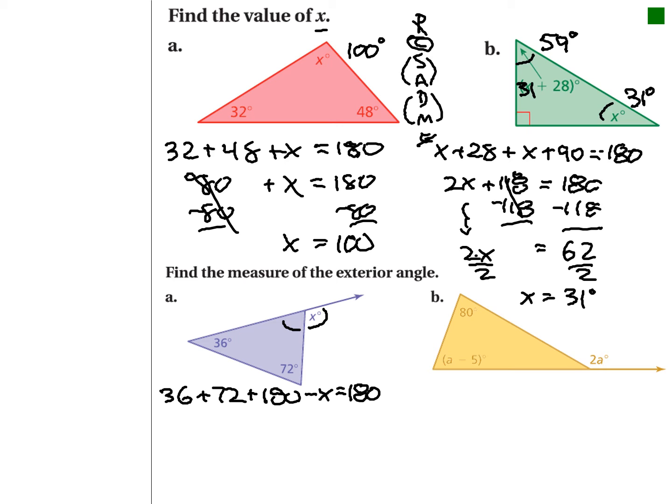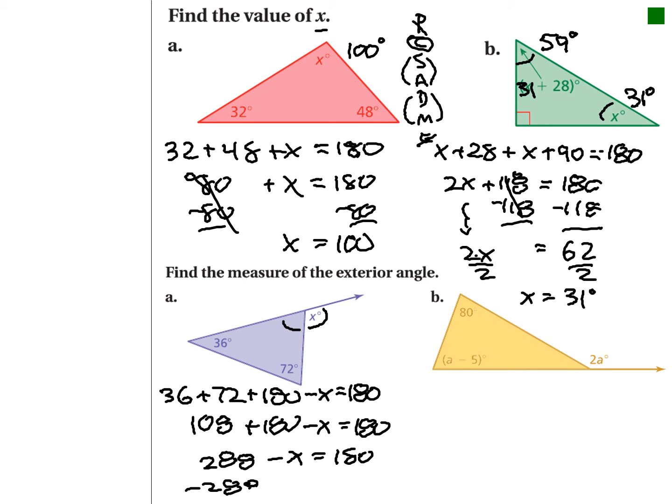Okay, so here we have 36 plus 72 is 108, plus 180 minus x equals 180. We're going to add these two together, continuing just working with common terms, like terms. And so we get 288 minus x equals 180. We're going to subtract that 288 from both sides.